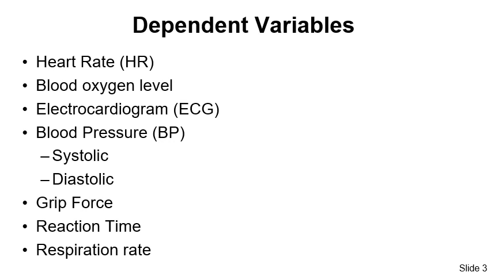So some of the possible dependent variables, these are the things about human physiology that we're interested in seeing if they are being affected, that we can measure in this class include heart rate or pulse, blood oxygen level. We can do an electrocardiogram. We can measure blood pressure, grip force, reaction time, and respiration rate. So those are some of the things we can measure. There may be some other options as well, but these are the ones that generally most people measure, and we have the equipment already to measure them.